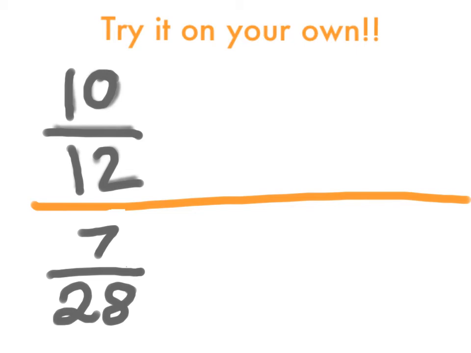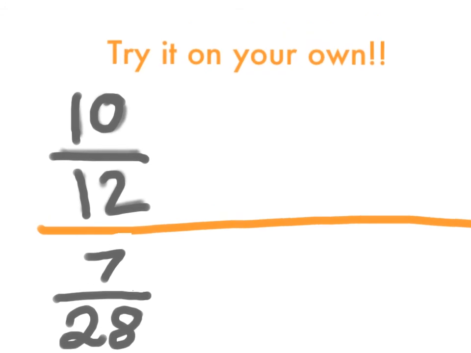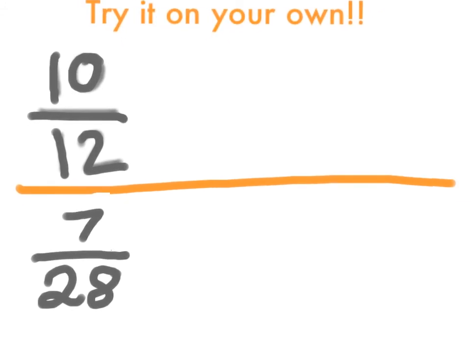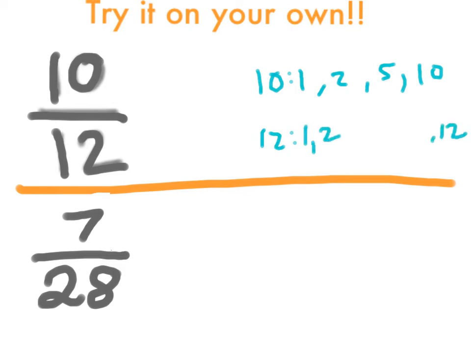Alright, let's talk about 10/12. First of all, the first thing I notice is they are both even numbers. So I know I can divide them both by 2, but if I list out these factors, 10: 1 times 10, 2 times 5, and 12: 1 times 12, 2 times 6, 3 times 4.